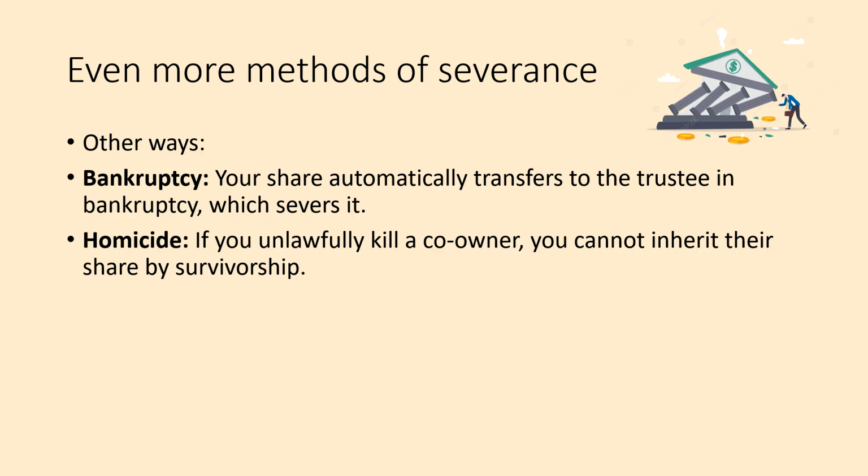A bit more dramatic, if you unlawfully kill a co-owner, you cannot then inherit that share. So this is also called the rule of forfeiture. So, for example, if you've got a couple who own a property together, if the husband then kills the wife, obviously they cannot just simply profit from the murder and then basically keep all the property for themselves.